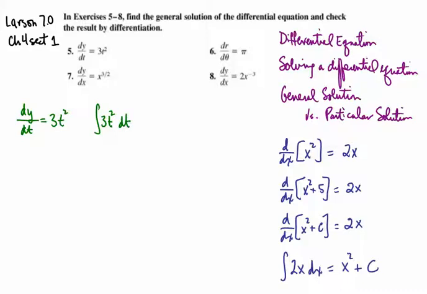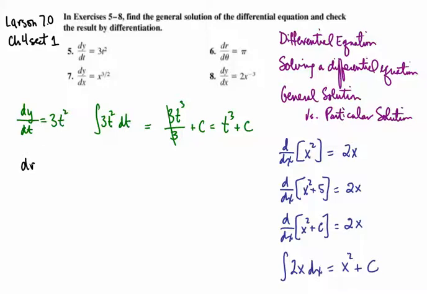And we solve by increasing and dividing. So we're going to go to 3t to the third power divided by the new exponent 3. We see that the 3's cancel, and of course we would say that's plus c. We end up with t cubed plus c. That is the general solution to the differential equation dy/dt is equal to 3t squared. Alright, let's go on to the next.